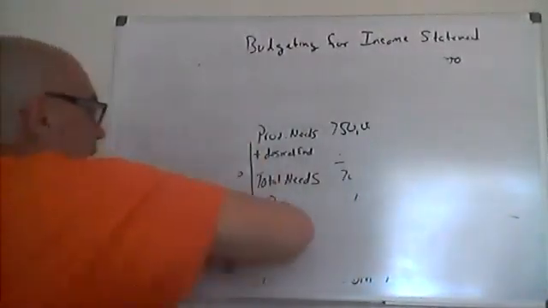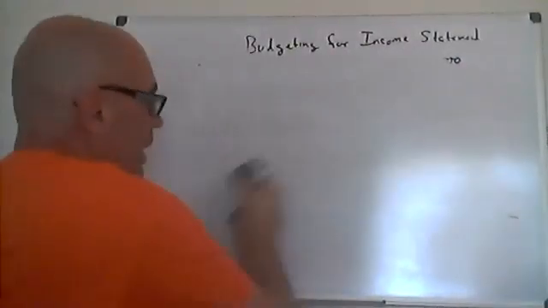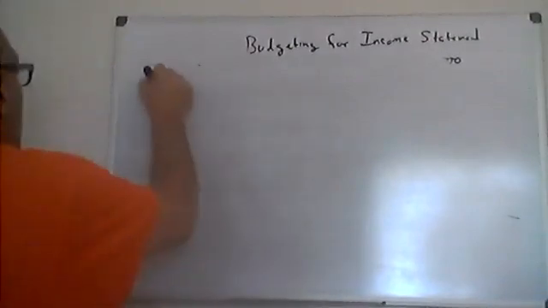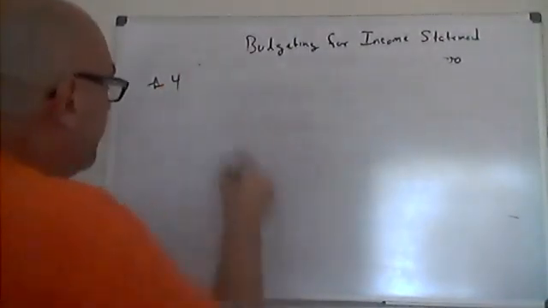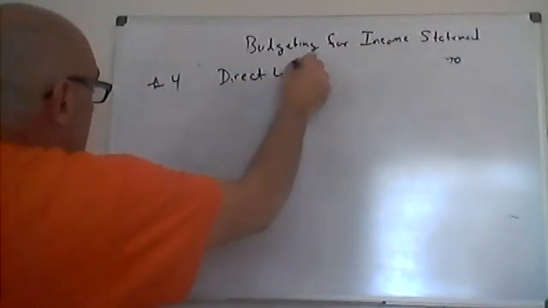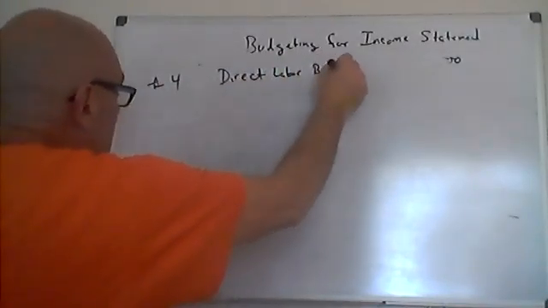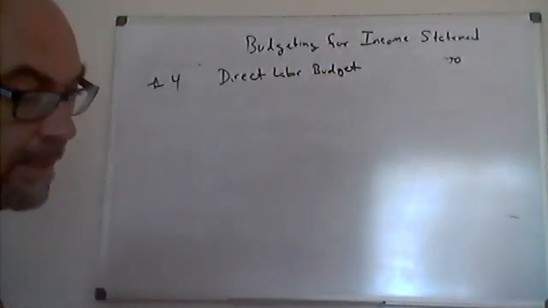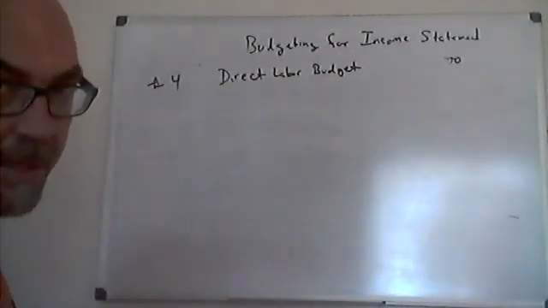That was actually number 3, not number 2. Now we are on to number 4. The direct labor budget. Okay, it is another one that is very, very simple to do.